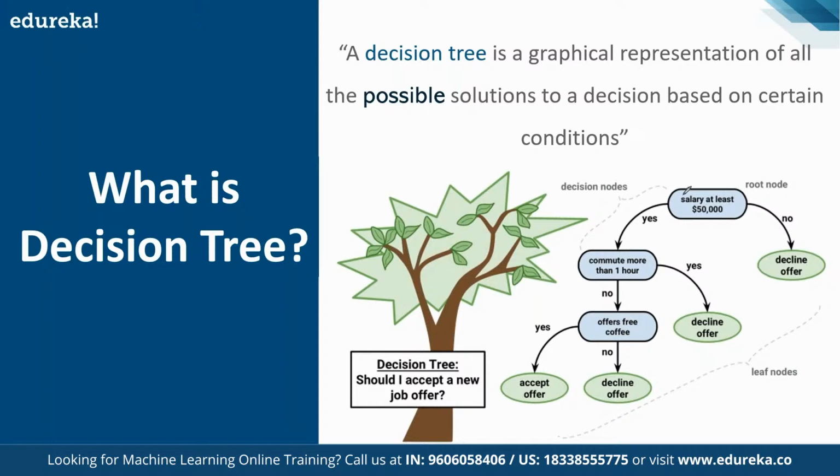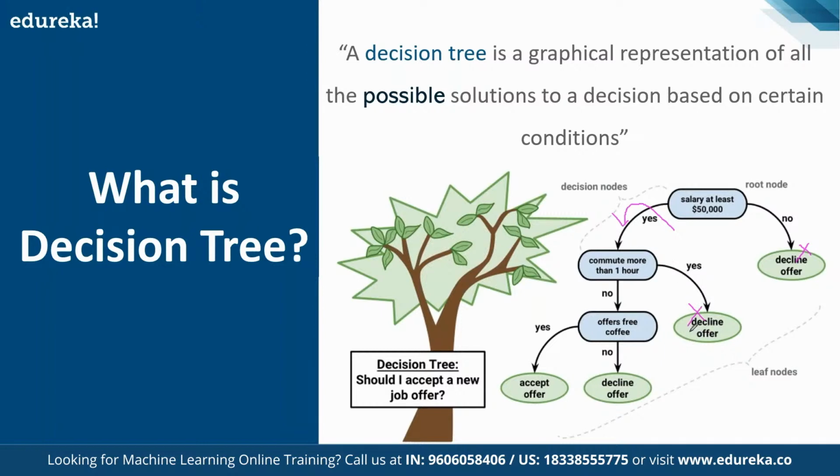First of all, you will start with what we call a root node. We will start with the root node, to find out what the salary is. What salary am I getting? If my salary is greater than or equal to 50,000, I'll go here. If my salary is not greater than or equal to 50,000, I will not accept this offer. Now imagine your salary is greater than 50,000, then you will check another variable here. You will check whether I have to commute more than 1 hour. If I have to commute more than 1 hour, I will decline the offer.